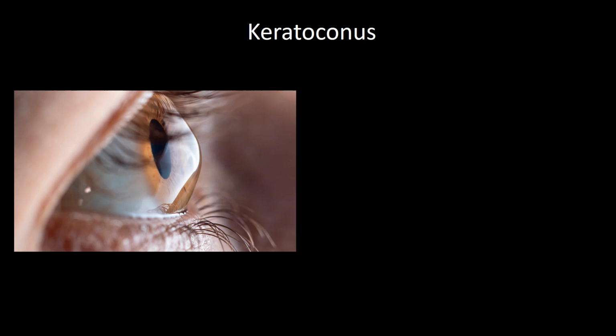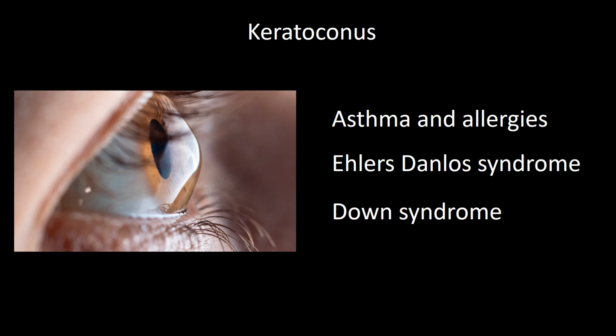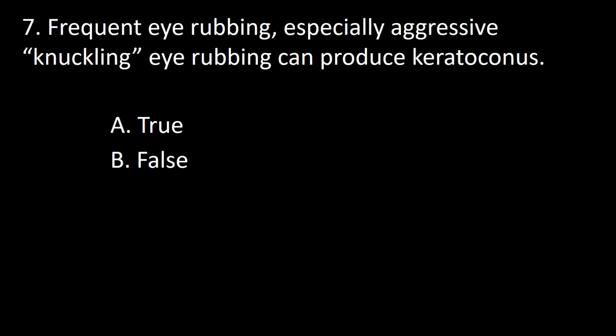Keratoconus can be idiopathic, but it is usually a familial condition that can be precipitated by frequent eye rubbing, especially aggressive knuckling eye rubbing. It is found more often in patients with asthma and allergies, in patients with Ehlers-Danlos syndrome, patients with Down syndrome, and retinitis pigmentosa. So the answer to this question is A.